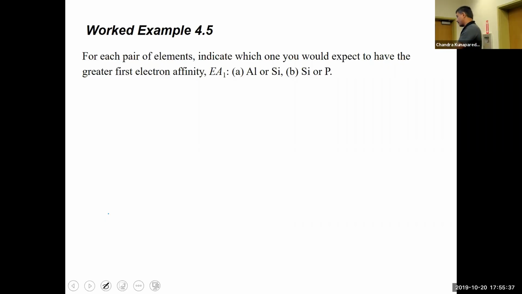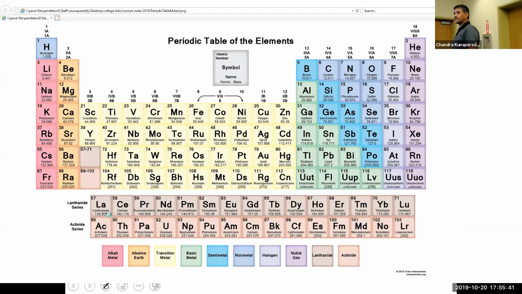So let's find where aluminum and silicon are in the periodic table. Here you have aluminum and silicon. We are asked to compare aluminum, silicon, and phosphorus. If you add one more electron to each of these, which one is going to have the greater electron affinity value, which means which one is going to accept it more happily, so that it releases more energy.